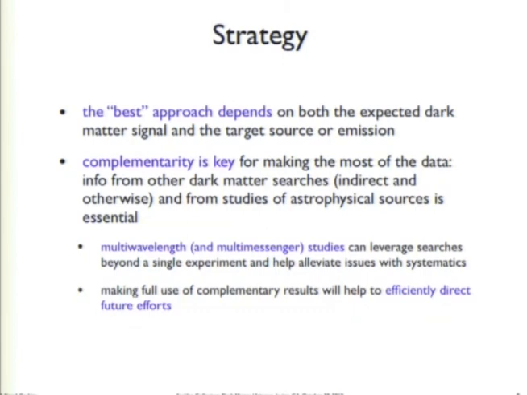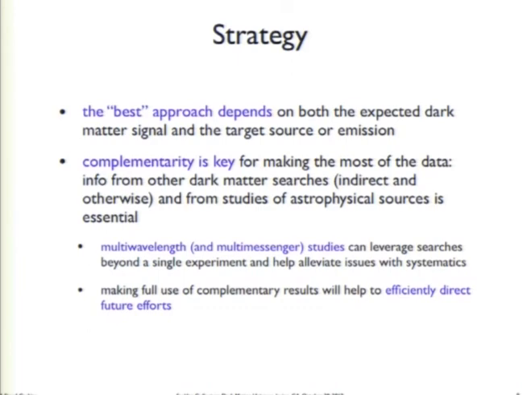So I'll summarize some things that might seem obvious, but I think it's worth saying them so we can keep them in mind. The best approach is going to depend on both the expected dark matter signal and on the target source or emission. So there is no one-size-fits-all approach, and certainly they all have different uncertainties. So it's important to both optimize and also compare your results from different experiments.